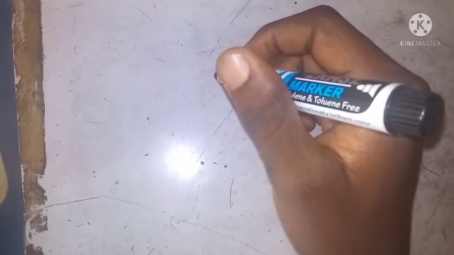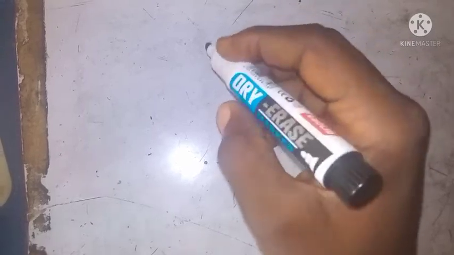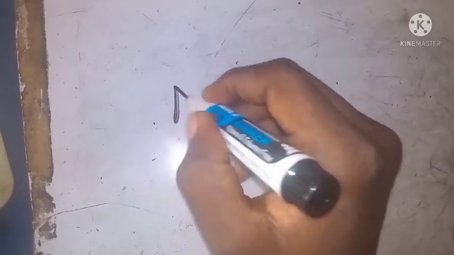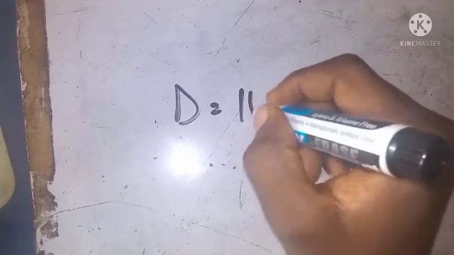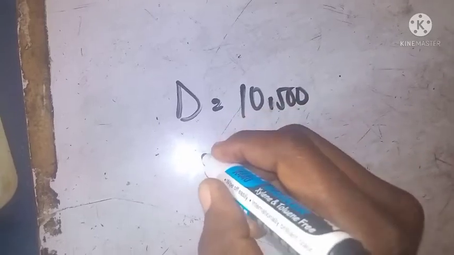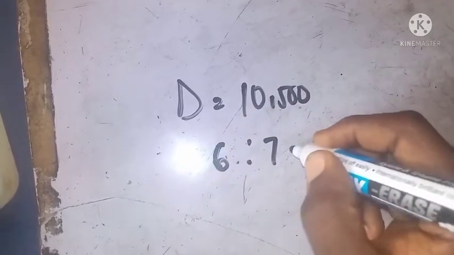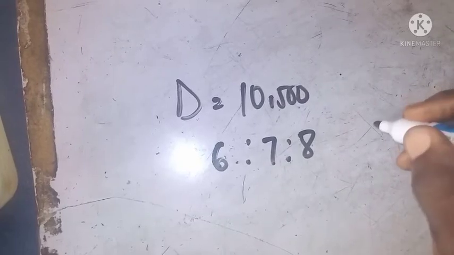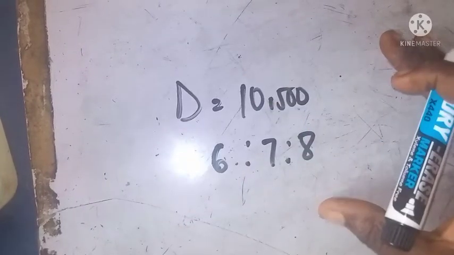Now, the next question said three boys shared a sum, D, which is actually 10,500 in value. They shared it in a ratio of 6:7:8. Are you seeing that now? They said find the largest share, that is, find the largest share out of all of this.